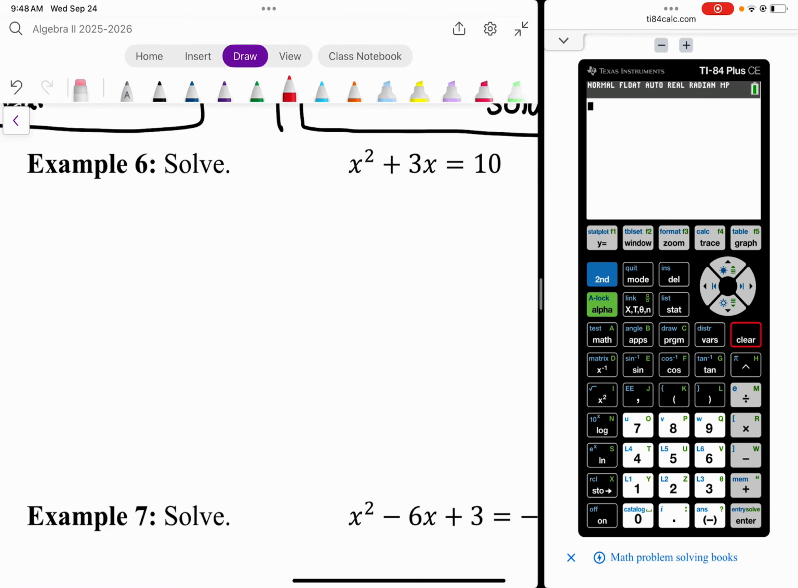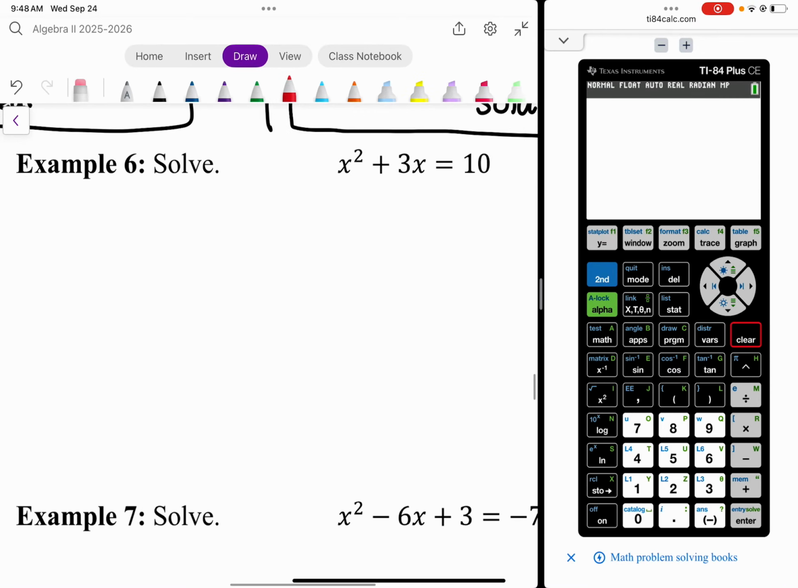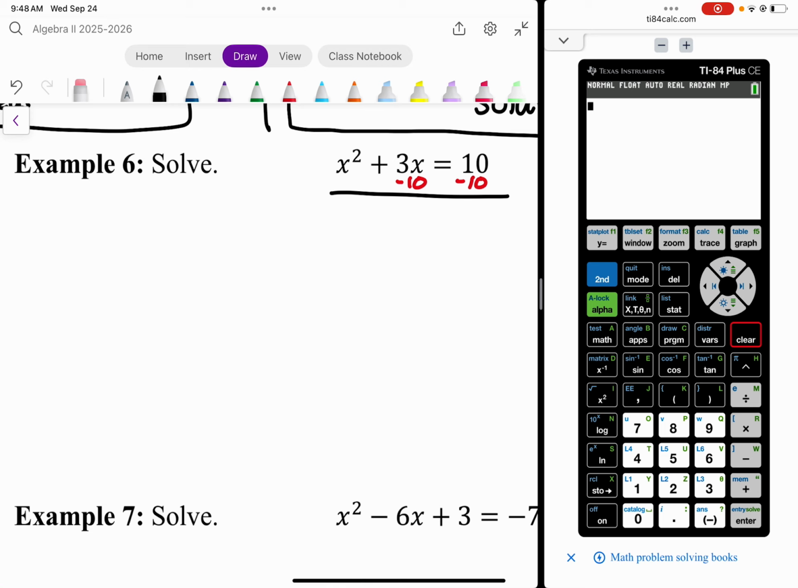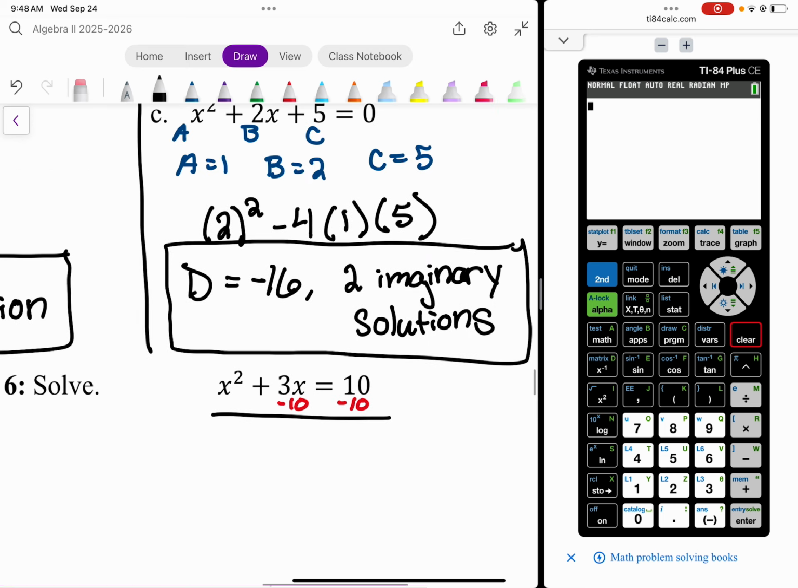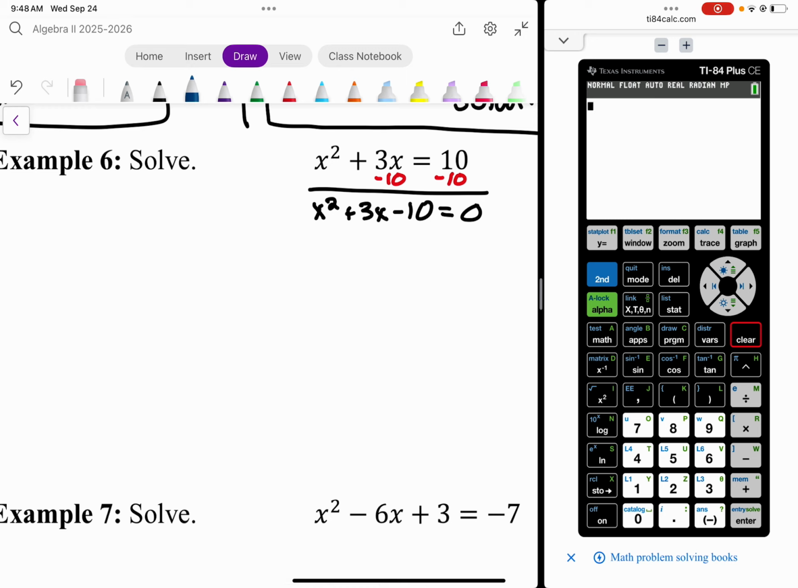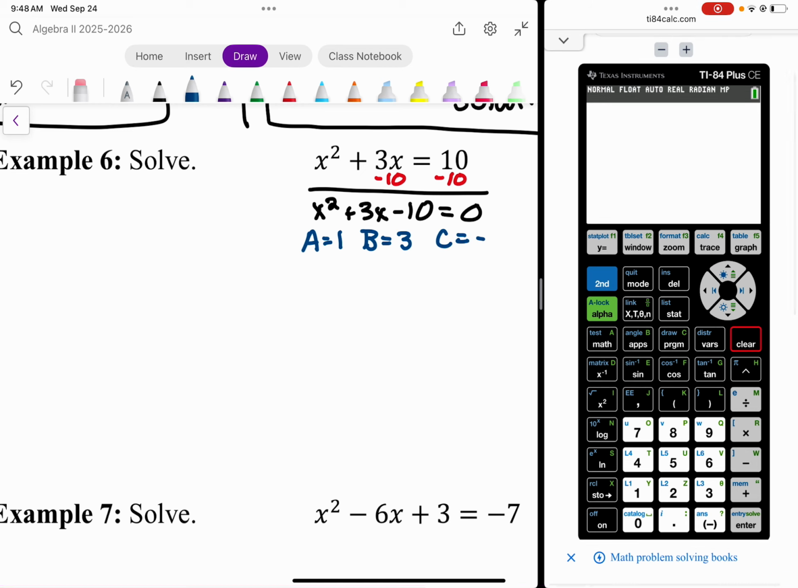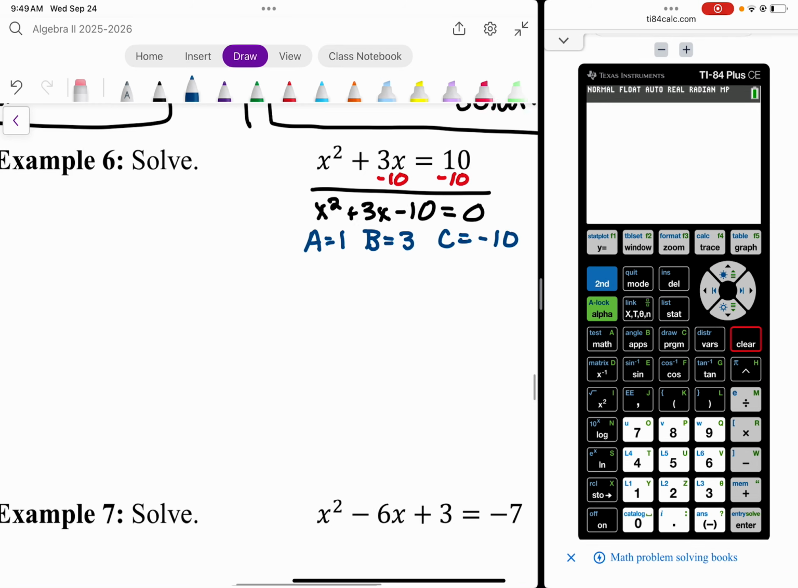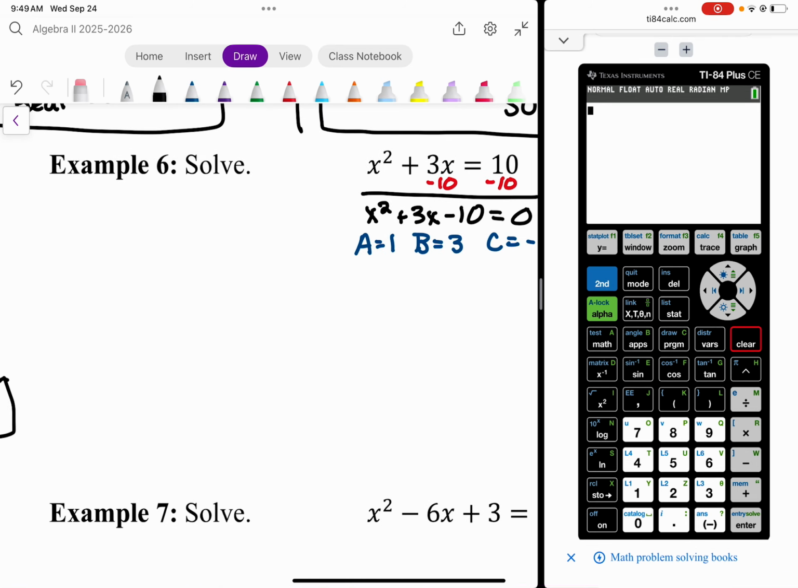Okay, example 6, again, we're solving by quadratic formula. We want to make sure we separate out these numbers so that one side equals 0. That would give us x squared plus 3x minus 10 equals 0. Once one side is 0 and it's in standard form, we can figure out our a, b, and c values. Make sure you are looking for negatives when you do that.